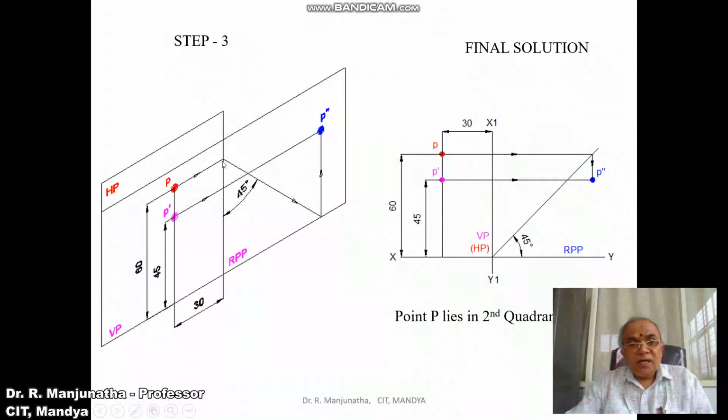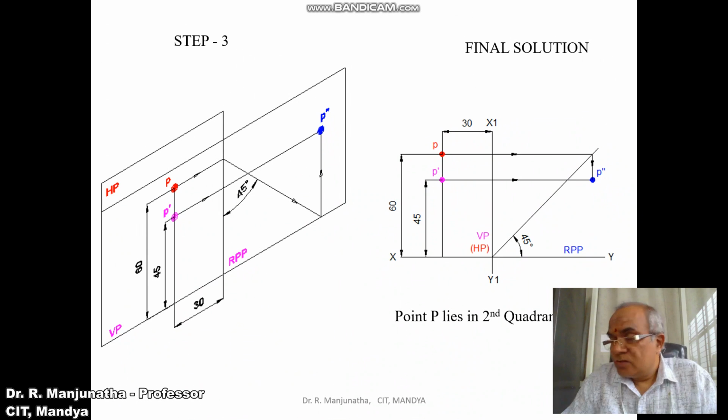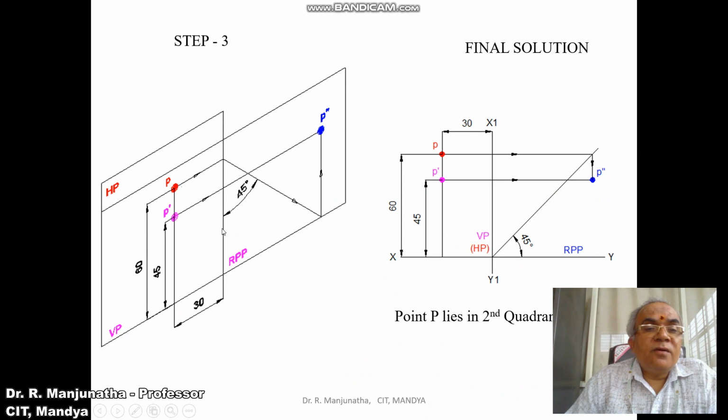So that can be done by drawing a line at an angle of 45 degrees. Once you draw the 45 degree line, where it cuts the XY line, that distance which is behind VP will be transferred to behind VP in the horizontal, in the right profile plane. That is the reason why we are giving it an angle of 45 degrees.